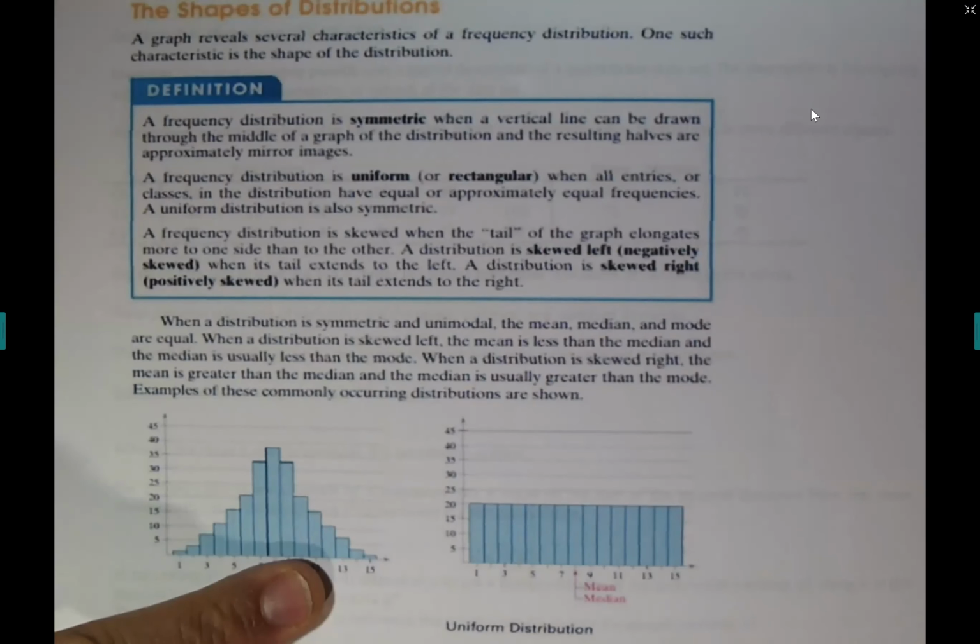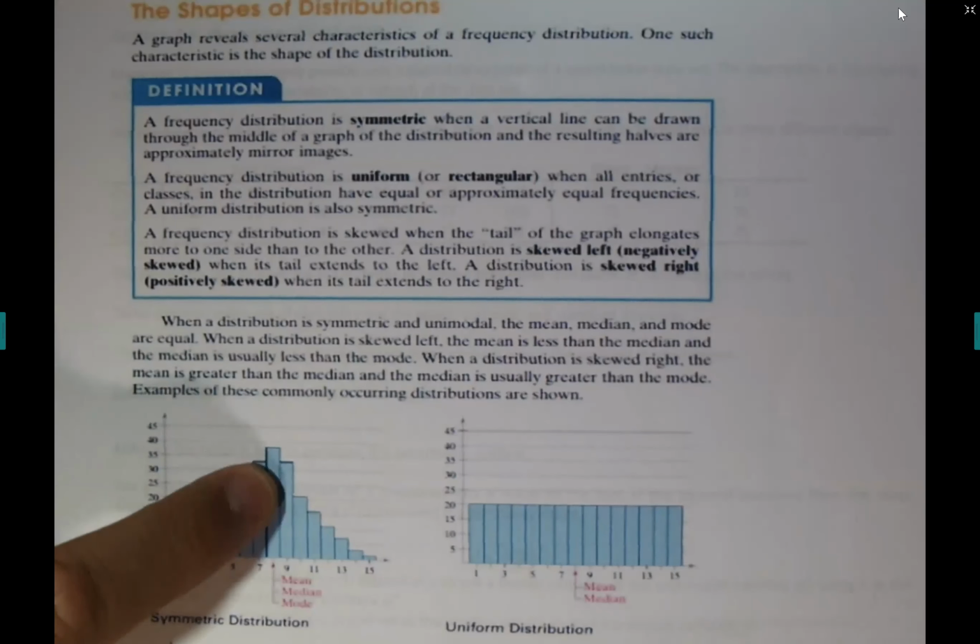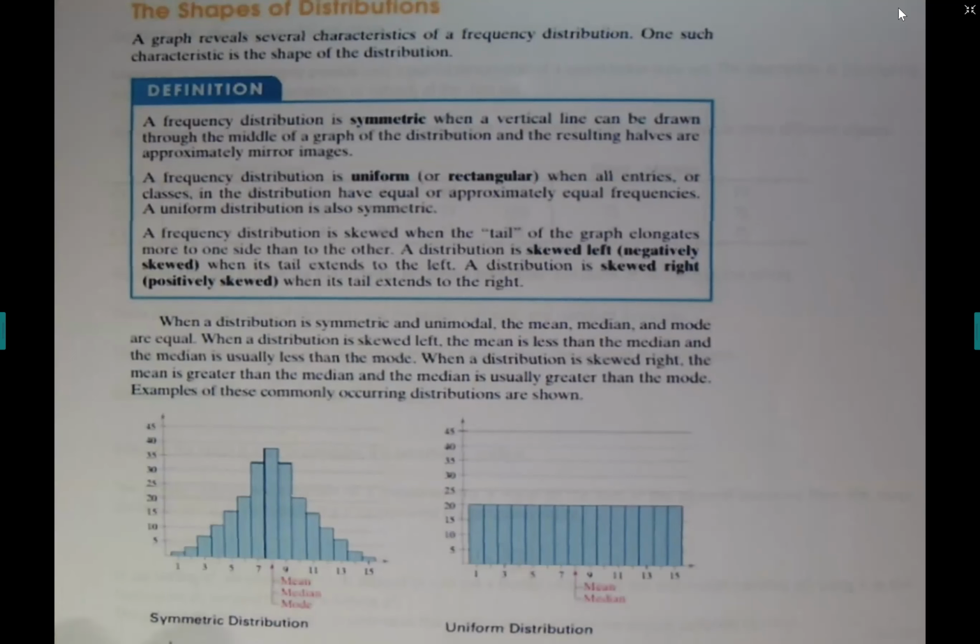The mode is the value that occurs most often. From the graph, how can you tell what the mode is? What do you think? The tallest box. The tallest, exactly. Okay, the tallest bar. And what's the value under the tallest bar, guys? I don't know if you can see it. It's between 7 and 9. It's right here, 8. The mode is 8, guys.